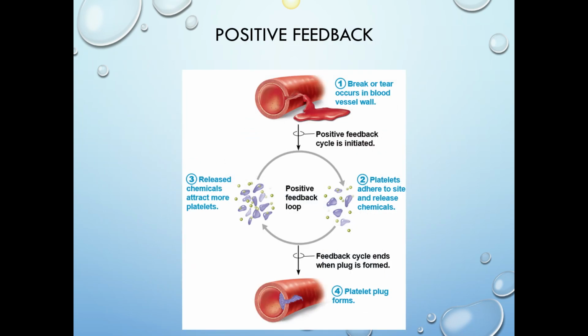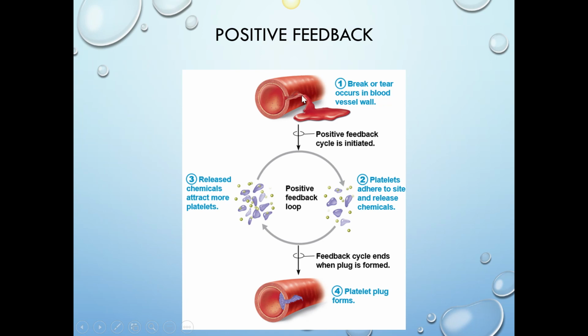Positive feedback is a little bit different. With positive feedback, the response exaggerates or enhances the original stimulus. So the example that they give here is breaking a blood vessel and forming a platelet plug in that broken blood vessel. When you break the blood vessel, you've got blood leaking out of the blood vessel. Platelets are going to stick to the wall of the broken blood vessel. As soon as a platelet sticks, it's going to produce chemicals that will call more platelets to the area.